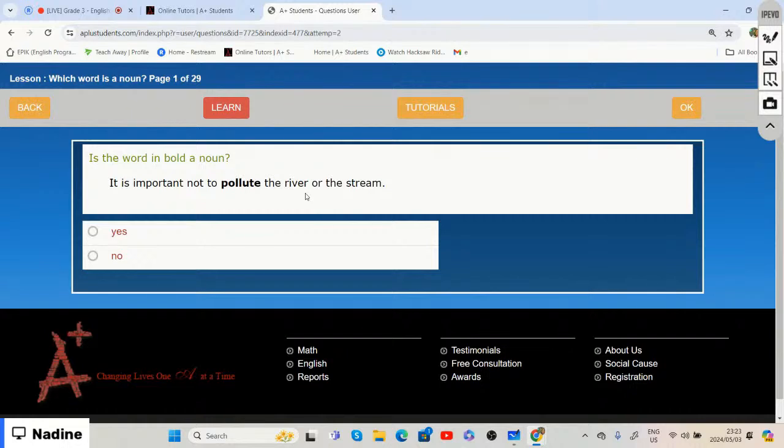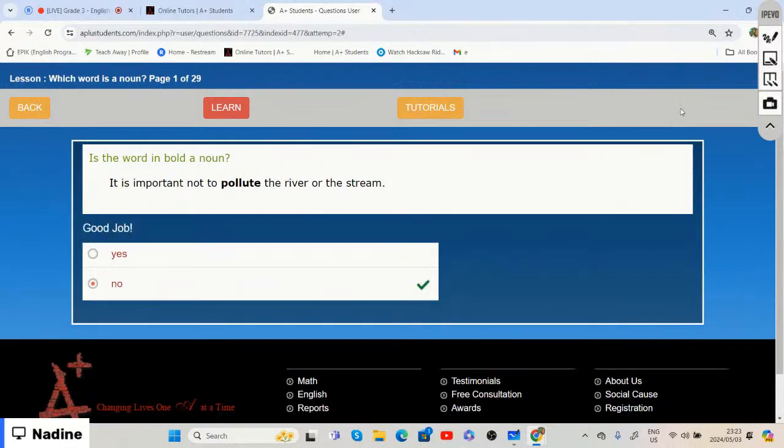Exactly. Beautiful. So, pollute is something that people do. So if pollute is something that people do, then we will basically say that pollute is a verb, right? It is an action. So pollute is something that people do, which means that it is a verb, because a verb is a doing word. So well done. Pollute is not a noun. Well done.